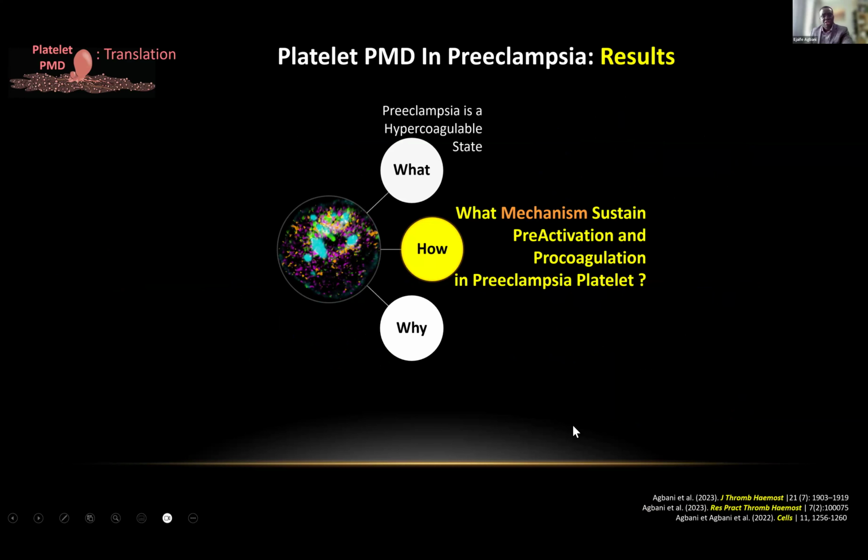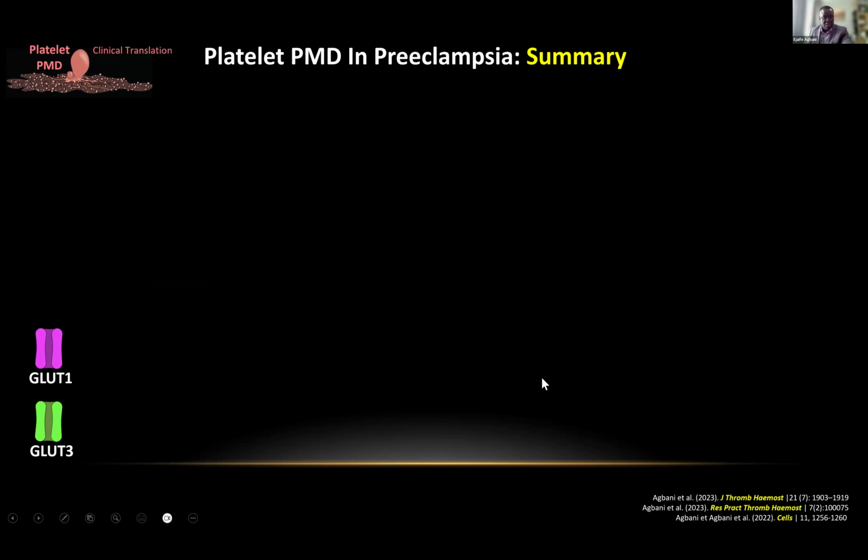So this brings us to the big question, which is really always how does it happen? How does pregnancy sustain platelet activation, pre-activation, and coagulation in preeclampsia? Well, to cut a long story short, we think that this is driven by how platelets in preeclampsia handle glucose.